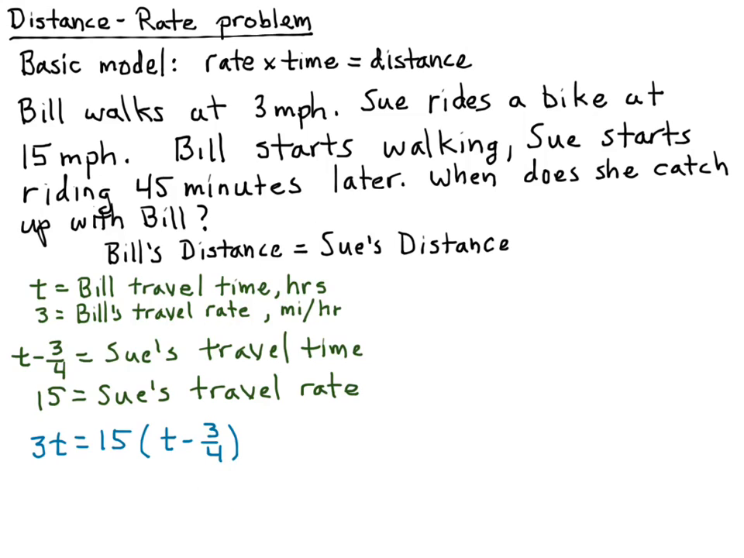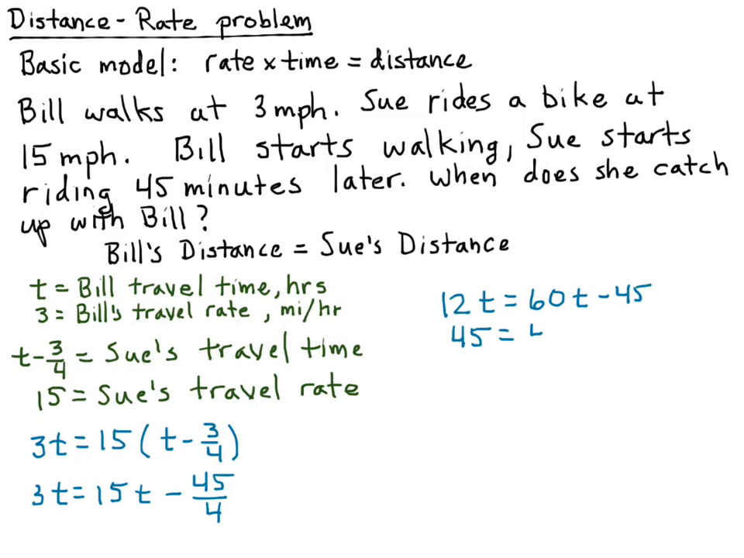And so one equation, one unknown, we solve for this. So first thing we do is multiply through by 15, so we get 3t equals 15t minus 45 over 4. And now I'm going to multiply through by 4 to get rid of that fraction. So 4 times 3 is 12, 4 times 15 is 60, 4 times negative 45/4 is negative 45. And then I get 45 equals 48t.